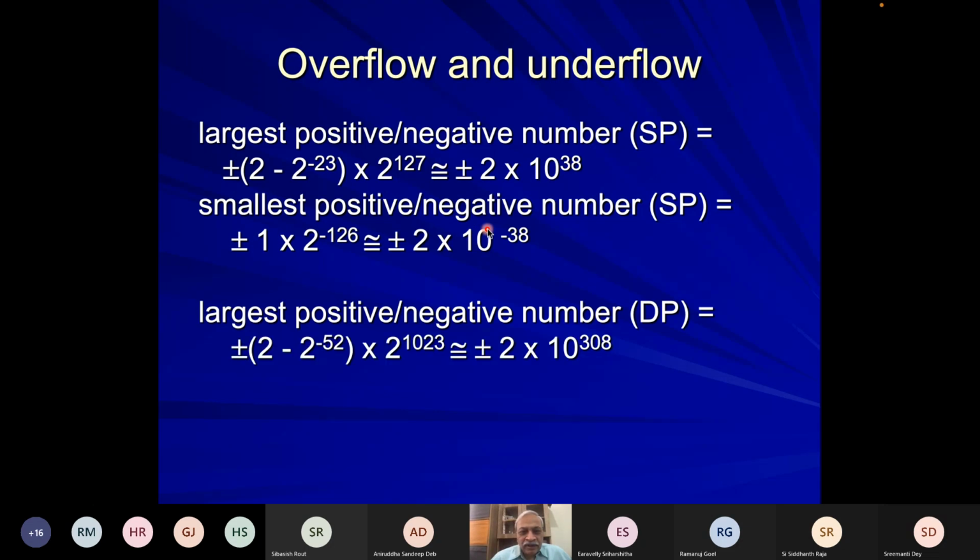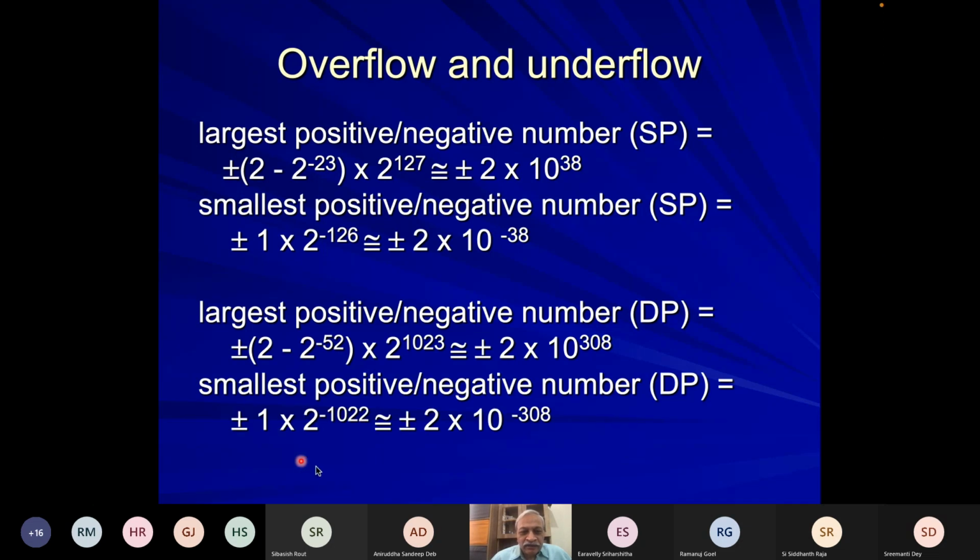In double precision, instead of minus 23, we take minus 52 and minus 1022, and these turn out to be of the order of 10 to the power 308 and 10 to the power minus 308. So with double precision, you have a fairly large range. So this works for almost all physical cases. Most of the applications are manageable within these ranges.